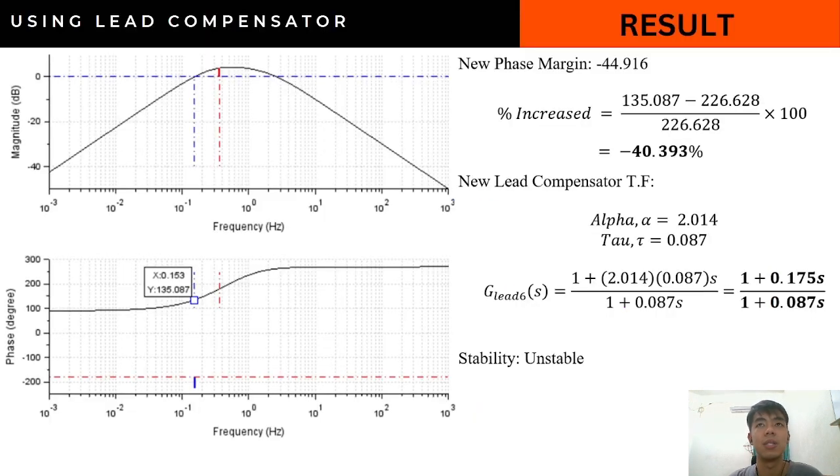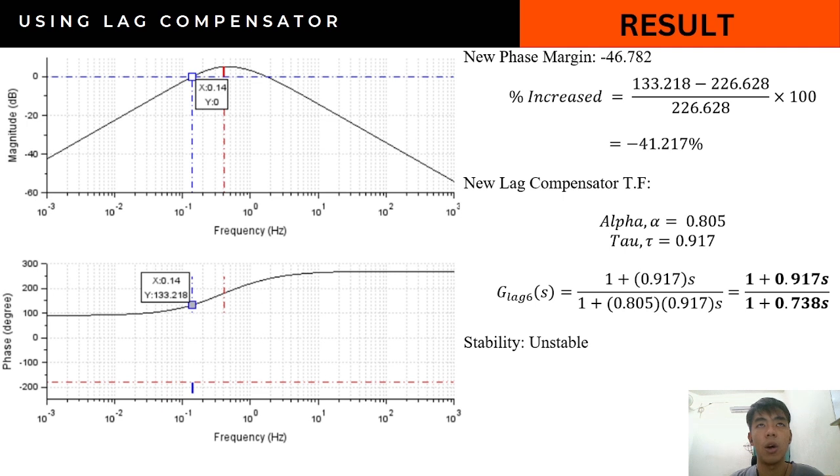Using a lead compensator, we get the percentage increase is negative 40.393%, which is considered a decrease or inverse increase in results. And for the lag compensator, the resulting percentage increase is negative 41.217, which is also considered an inverse increase or a decrease, and both results are further apart from the targeted solution percentage.